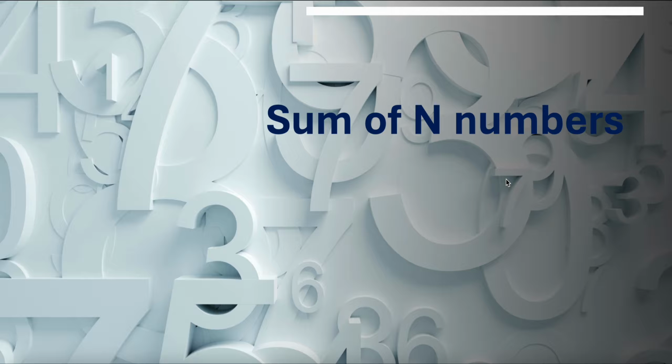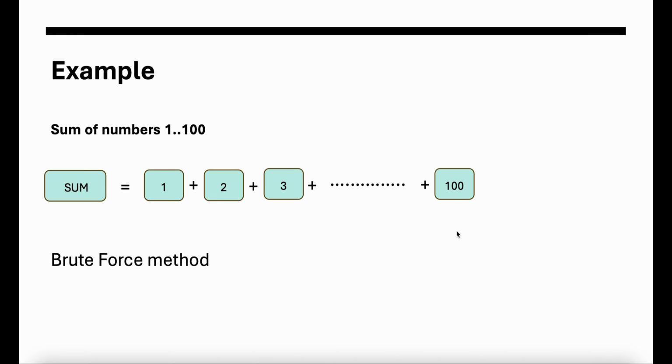In our DSA and problem solving series, we have already covered topics like prime numbers and factors. Today, we are going to discuss a very simple but important problem, finding the sum of the first n numbers. For example, finding the sum of numbers from 1 to 100. The usual approach is to iterate from 1 to n and add each number. This method is called the brute force method. We will solve this problem using this method and think about an alternate one.